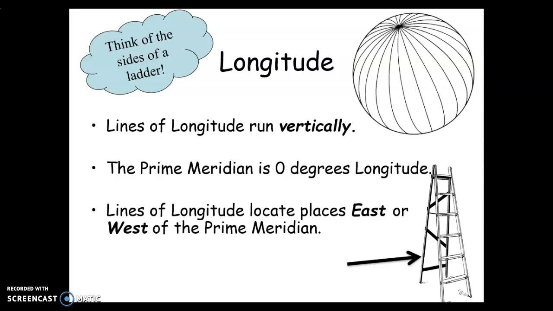Let's pretend this one's the prime meridian. Everything this way would be degrees east. Everything this way would be degrees west. And remember, prime meridian is 0 as well. So as we move away, the numbers get bigger. We move away this way, the numbers get bigger.